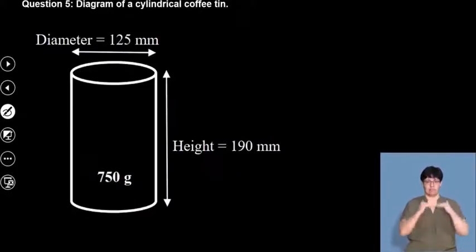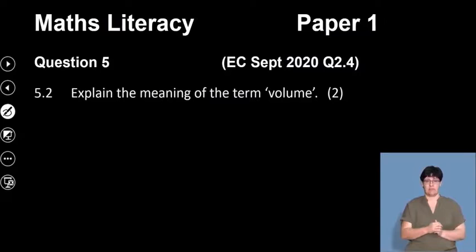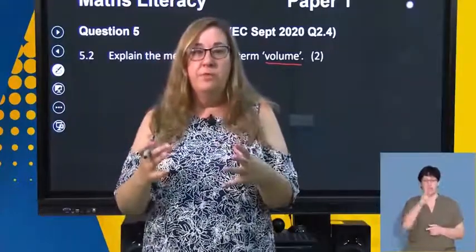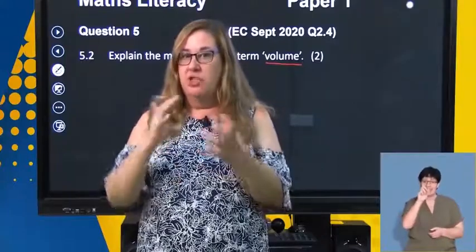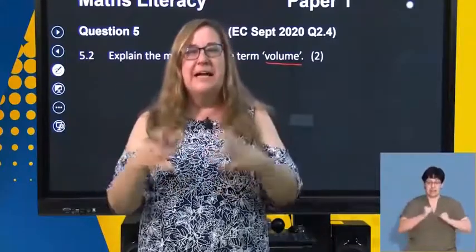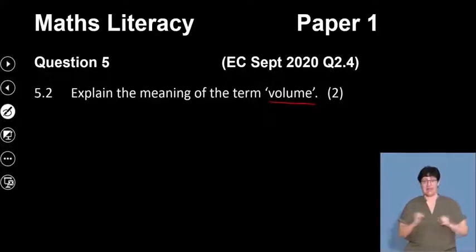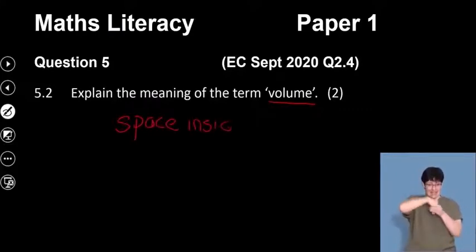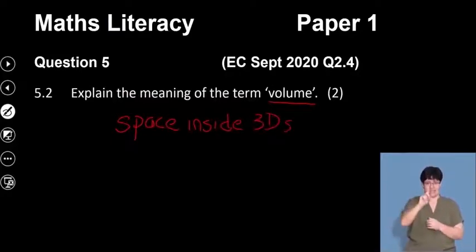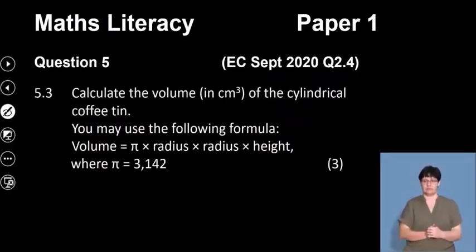The next part of the question says, explain the meaning of the term volume. I don't think I'm going to write this, I'm just going to explain it to you. So remember, volume is a three-dimensional measure and it is the space inside the shape. So volume is always 3 dimensions and it's the space inside. Actually, maybe I should just write this. Space inside a 3D shape. Okay, the question says calculate the volume in centimeters cubed of the cylindrical coffee tin.